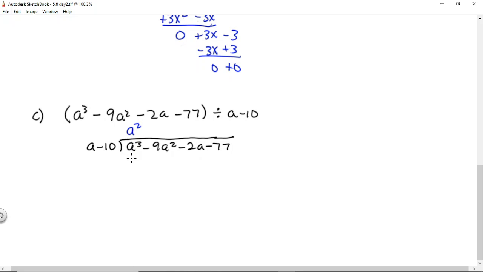A squared times a is a cubed. Write the opposite, negative a cubed. A squared times negative 10 is negative 10a squared. We write the opposite, positive 10a squared. Okay, and now we add that, and we get our 0, and we get positive a squared.